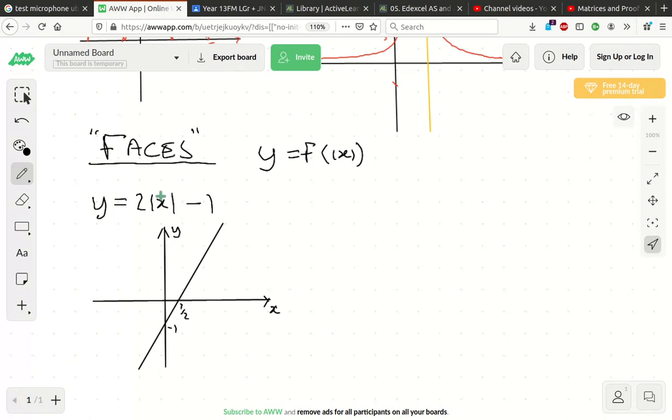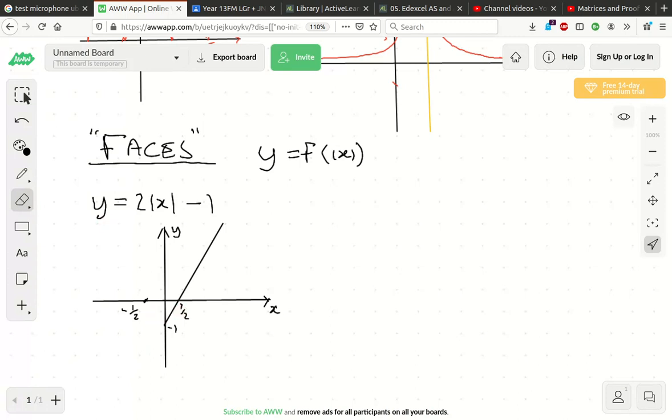Well, let's say you're dealing with x is a half. You get 2 times a half is 1, take away 1, you get y is 0. Now let's say you're dealing with x is minus a half. The first thing you're going to do is make that positive half, and then you get 2 times a half, again, minus 1, 0. So you should get exactly the same y coordinates on the left-hand side as you get on the right-hand side.